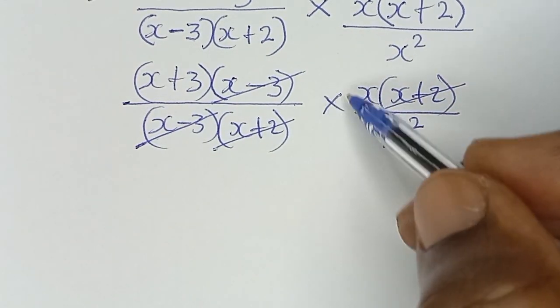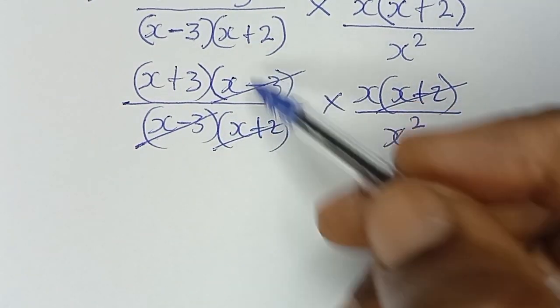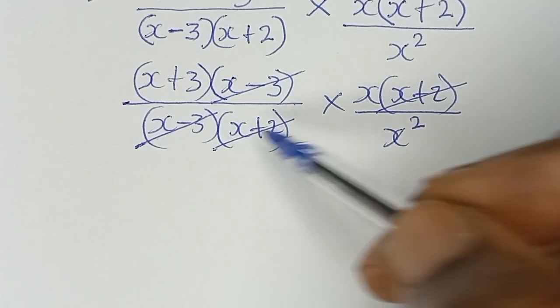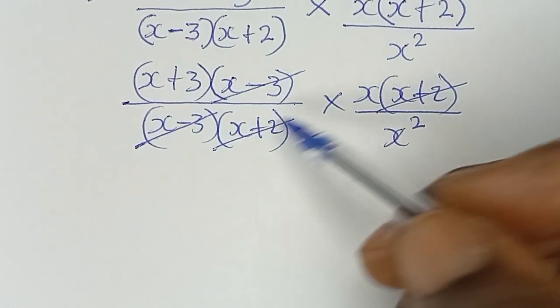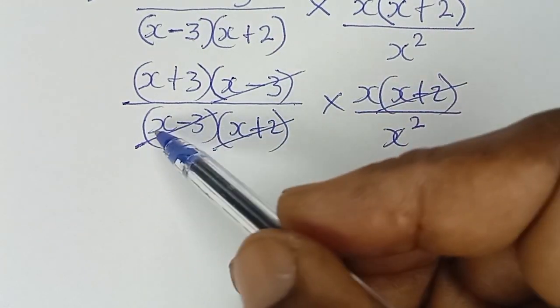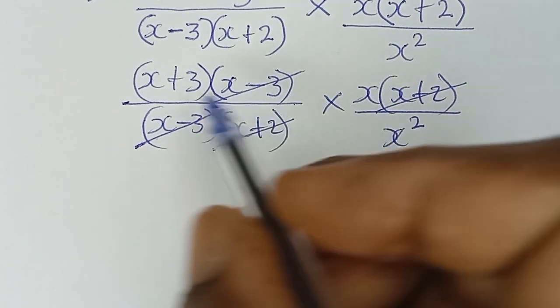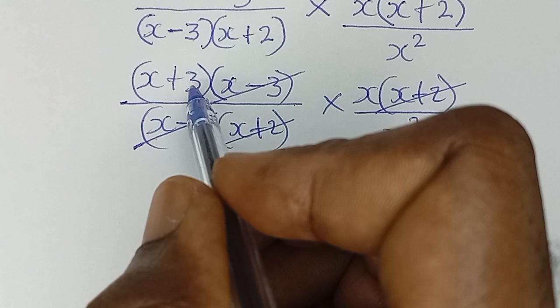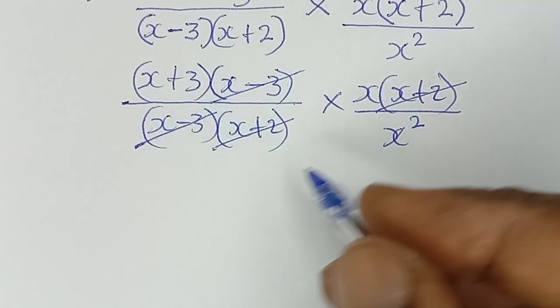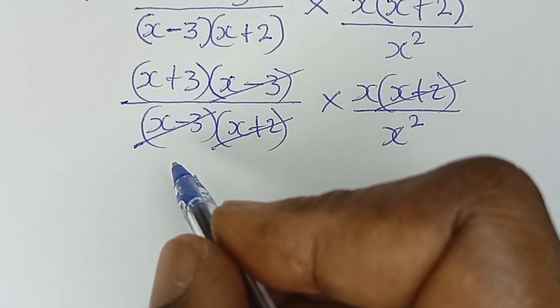Don't forget, this is multiplication. So we can cancel like this, and we can also cancel across like this. So this cancels this, and this cancels this. So we are left with x here multiplied by x plus 3. So I can simply put my x.